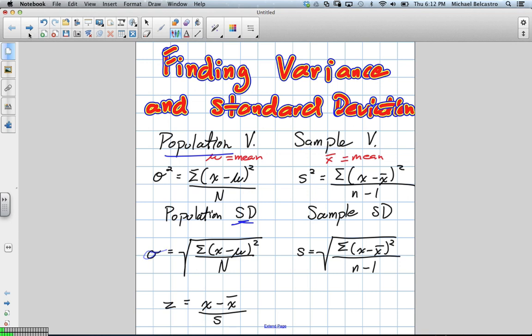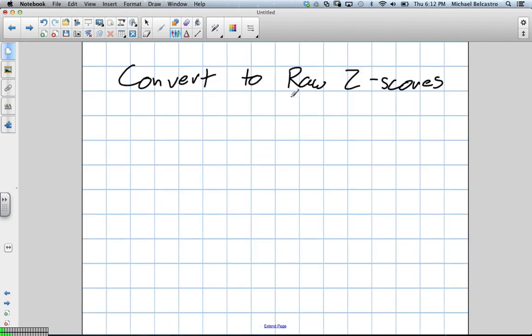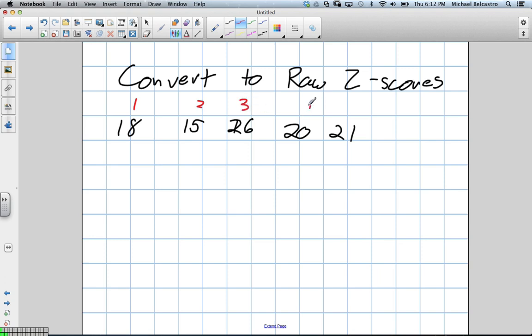Okay? A lot of info there. Convert to raw z scores. Oh, I forgot to write the numbers down. That would have been nice. Okay, 18, 15, 26, 20, and 21. Okay, so we have 1, 2, 3, 4, 5 pieces of data. Now, this is considered a sample. Okay, we have 5 pieces of data, and this is a sample of all the data.